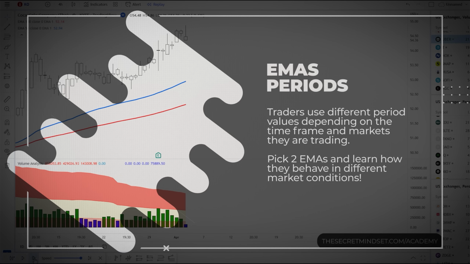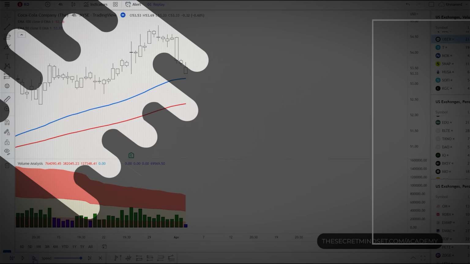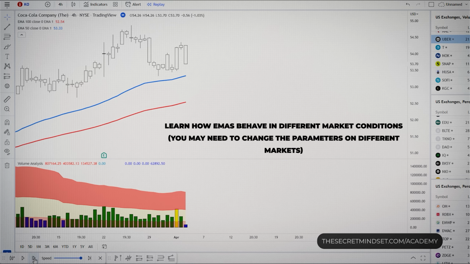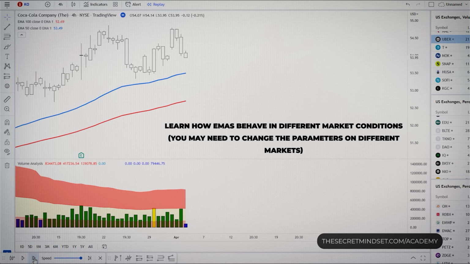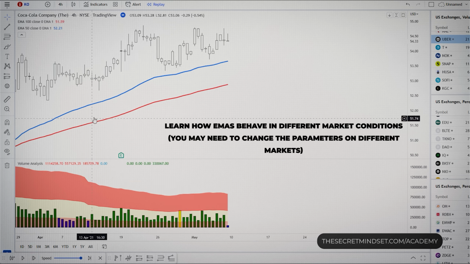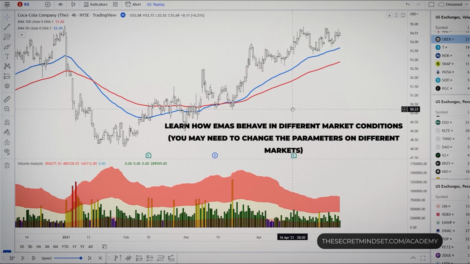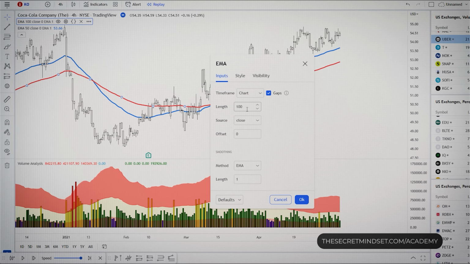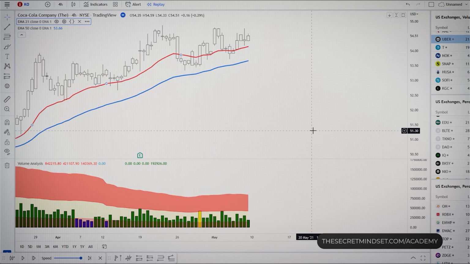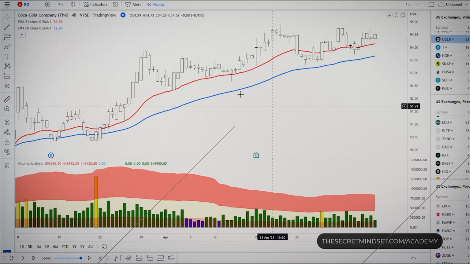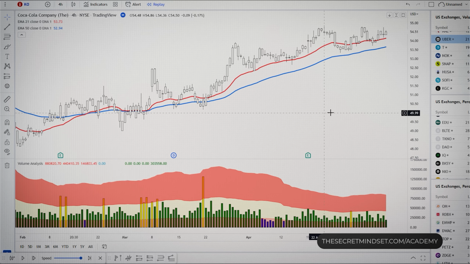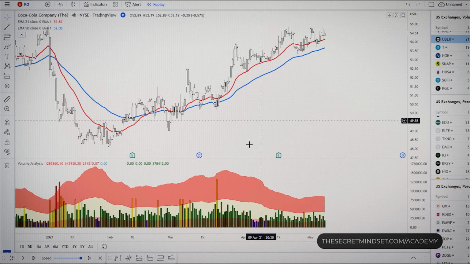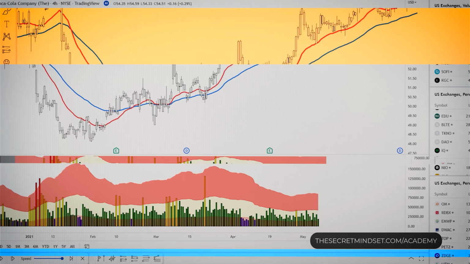My advice is to pick 2 periods and stick with them, as once you get some experience under your belt, you will start to learn how they behave in different market conditions. I prefer the 4-hour and the daily time frame, and I use the 50 and the 100 EMAs, but the choice is completely up to you. You can change the parameters as you wish. Just understand the concept and adapt it to your needs.